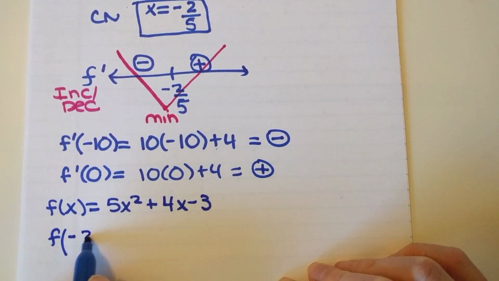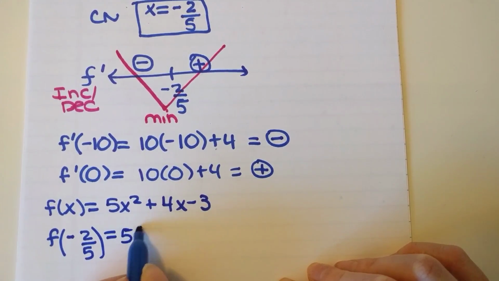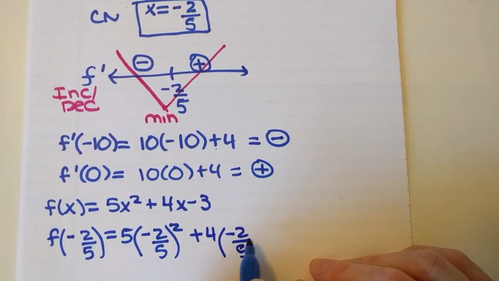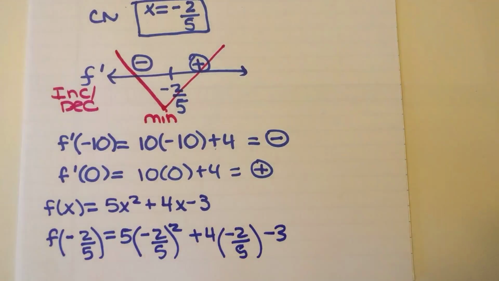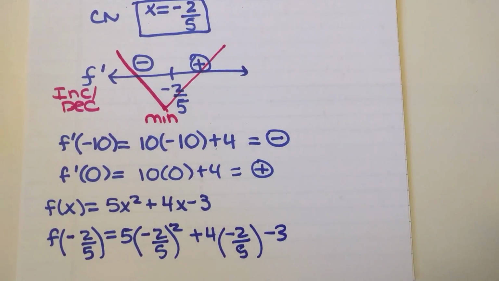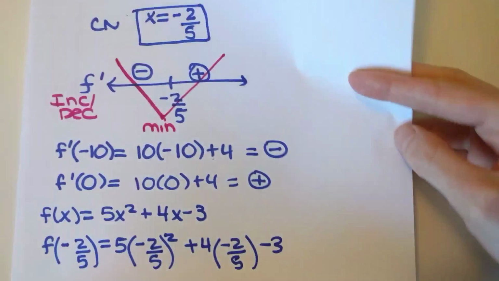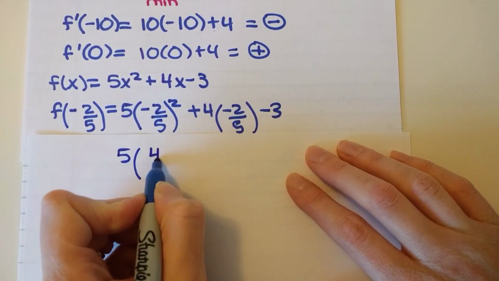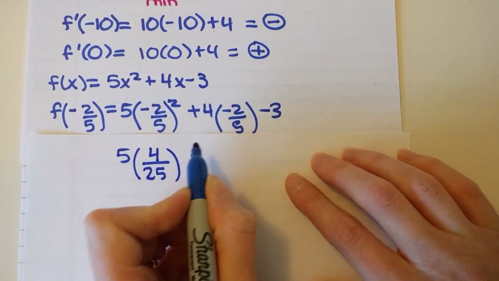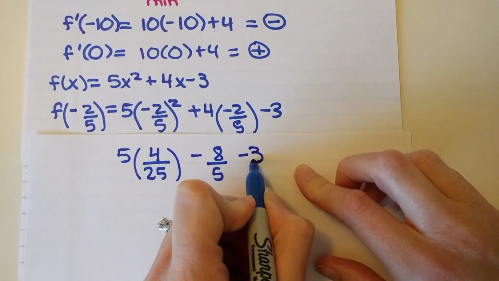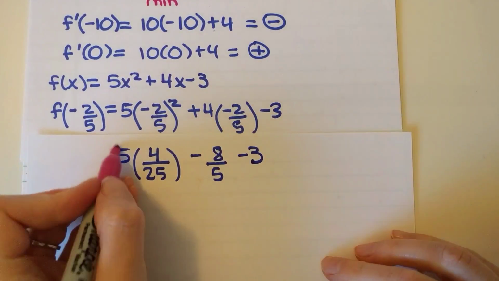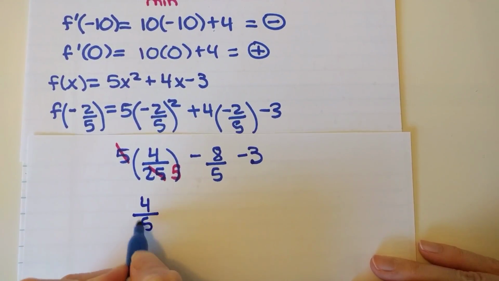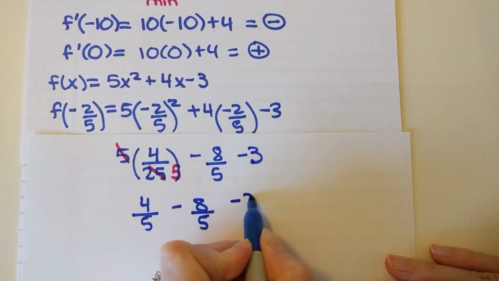Plugging in the negative 2/5, we just have to really watch our arithmetic here and make sure that all of our computations are correct. Okay, so fractions. What we are going to do first is distribute the exponent to the negative 2 and to the positive 5. So that will give us 5 times 4 over 25 minus 8 over 5 minus 3. You then can notice that the 5 and 25 cancel to give you a 5 in the denominator. And so you have 4 over 5 minus 8 over 5 minus 3.